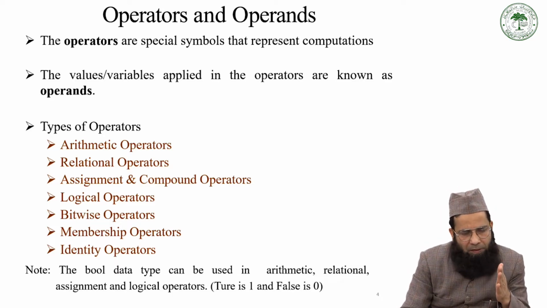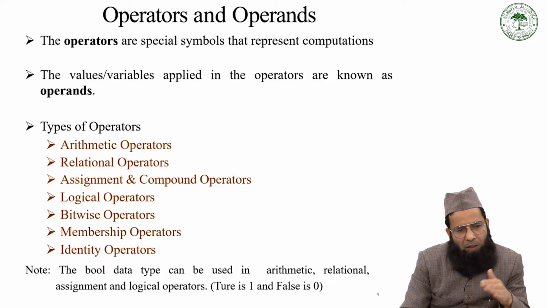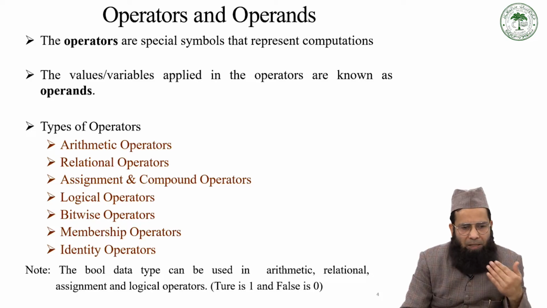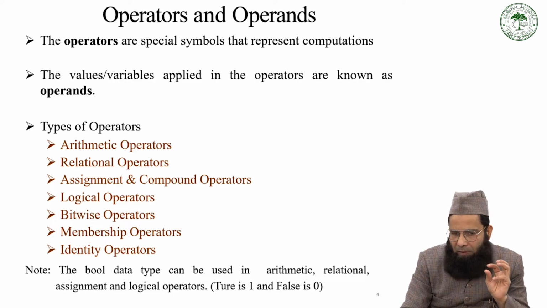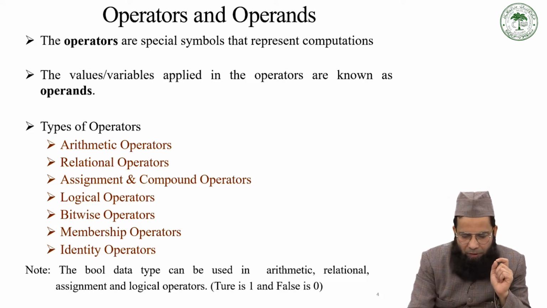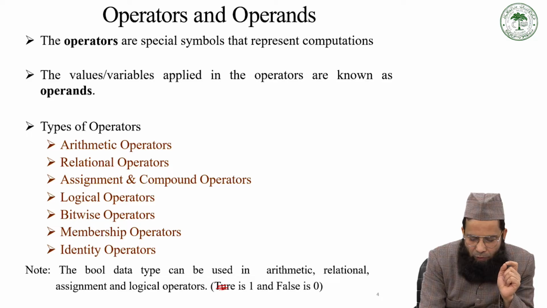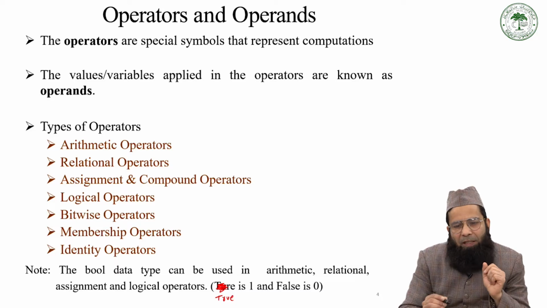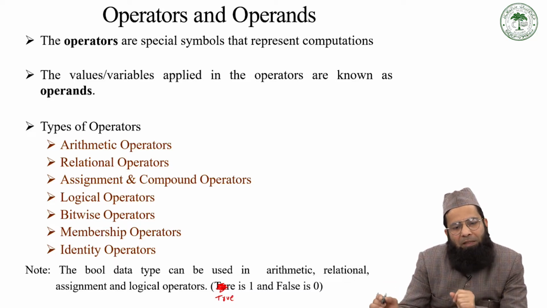And the types of operators, like I have already discussed, are arithmetic, relational, assignment, compound, logical, bitwise, membership, and identity operators. One thing to be noted here: the Boolean data type can be used in arithmetic, relational, assignment, and logical operators as well. If you are using a Boolean in an arithmetic computation, true will be treated as 1 and false will be treated as 0.